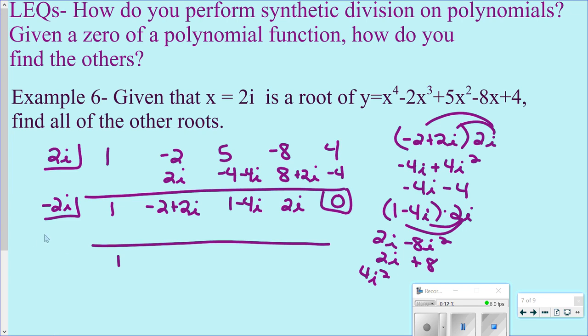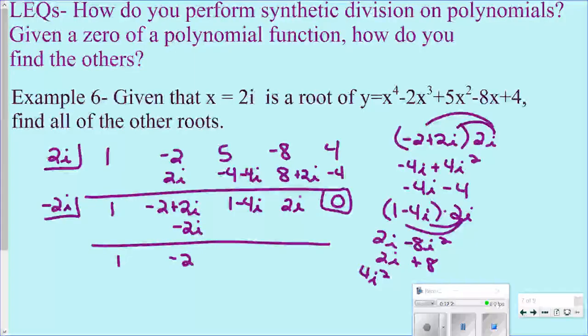So 1 times -2i is -2i. And by the way, the second time through synthetic division will always be much simpler than the first time because of that canceling out happening. So you should see that start to happen here. So -2i and 2i, they cancel out. I'm just left with -2. -2 times -2i gives me +4i. +4i and -4i cancel out. I just bring the 1 down. 1 times -2i is -2i. And again, that canceling out happens when I add. So I'm getting that 0 remainder, which I expected.